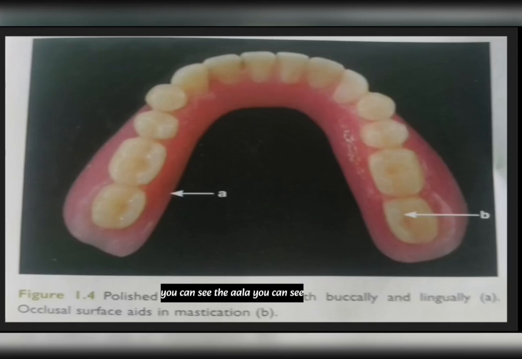So this is how you can see it: the polished surface extends both buccally and lingually. Here, with the arrow, you can see A, that is the polished surface. B is the occlusal surface.